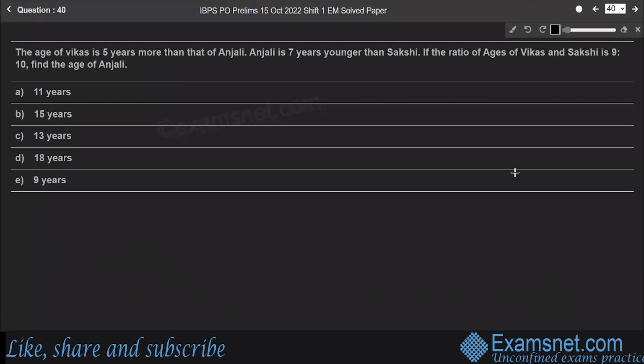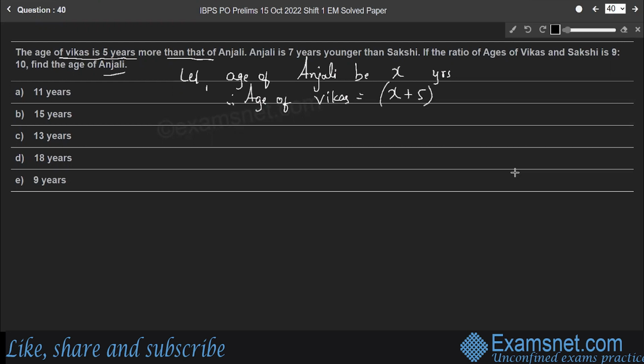Question 40. The age of Vikas is 5 years more than that of Anjali. Anjali is 7 years younger than Sakshi. If the ratio of ages of Vikas and Sakshi is 9 is to 10, find the age of Anjali. So let us consider age of Anjali is X years. Right? Here it is given that age of Vikas is 5 years more than that of Anjali. Therefore, age of Vikas is equal to X plus 5 years.